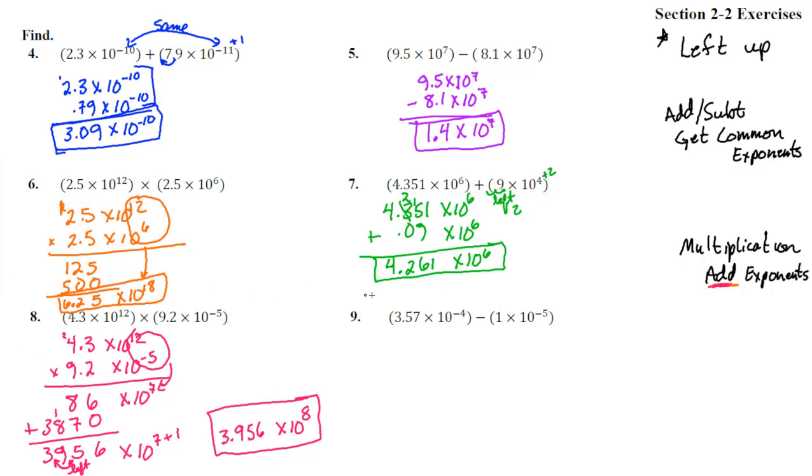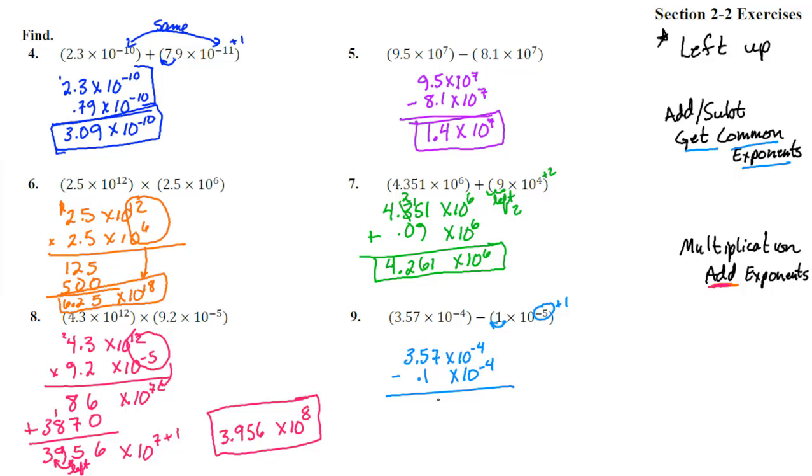Okay, next one. Number 9. This is a subtraction problem, so we must get common exponents. Let me see. We'd have to move that down 1 to get to -5, or we could move this up 1. So that's how we're going to do it. Move this guy to the left. So we get 3.57 times 10 to the -4th power minus 0.1. Note that the decimal moved, 0.1 times 10 to the -4th. So we moved the decimal, so we would have like exponents.